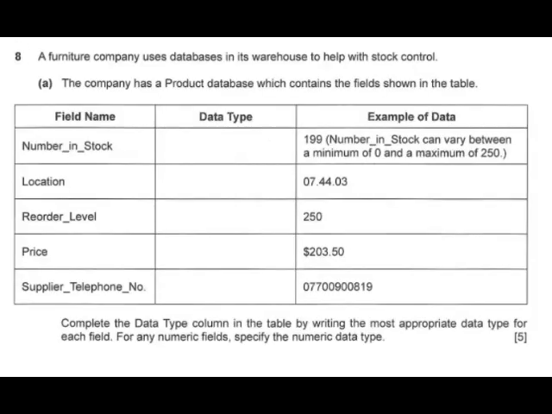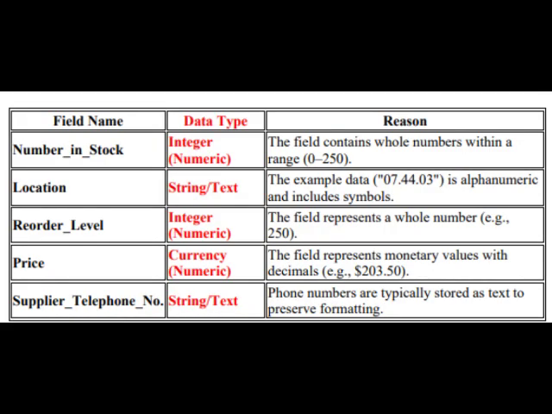Complete the data type column in the table by writing the most appropriate data type for each field. For any numeric fields, specify the numeric data type. Question 8b. State and describe appropriate validation checks that could be carried out on data as it is entered into the product database. You can describe different validation checks for the same field.